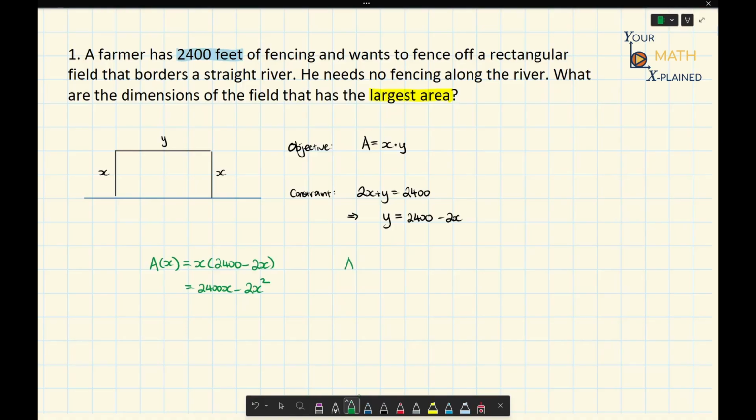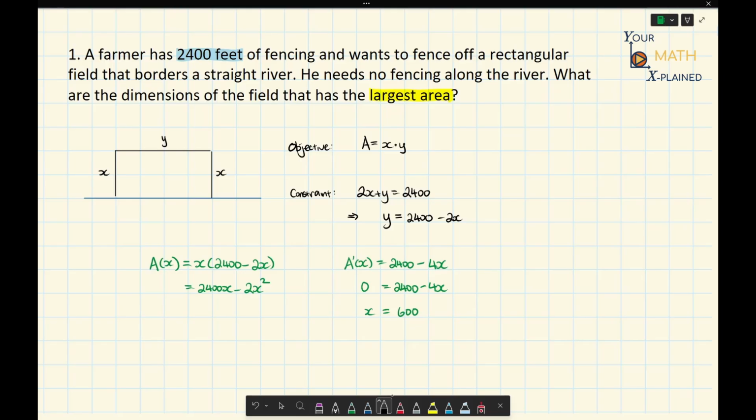And now we can go ahead and take the first derivative. So A prime of x is equal to 2,400 minus 4x. And the idea here is we want to find our critical points. So we do that by setting A prime of x equal to 0. So we get 0 is equal to 2,400 minus 4x. And then solving for x, we get x is equal to 600.